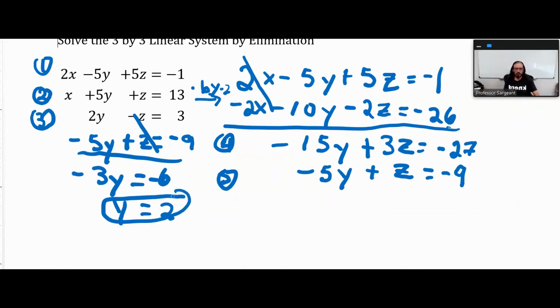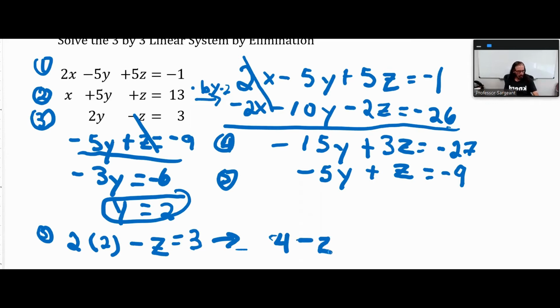Once we've got one of the values, things should start to fall into place from there. I could plug that back into equation 3. And that's going to give me that 4 minus z is 3. Subtract the 4. -z equals -1. So z is equal to 1.